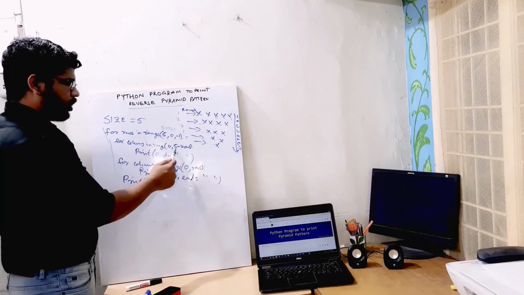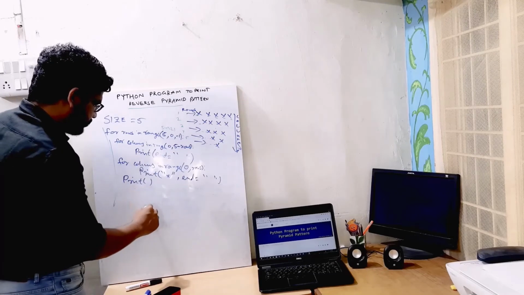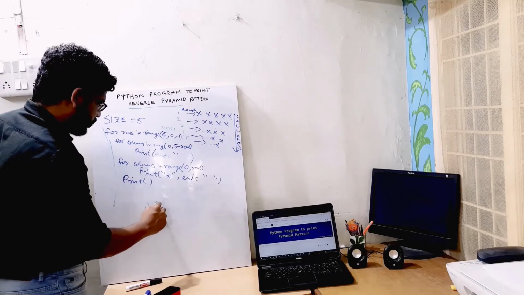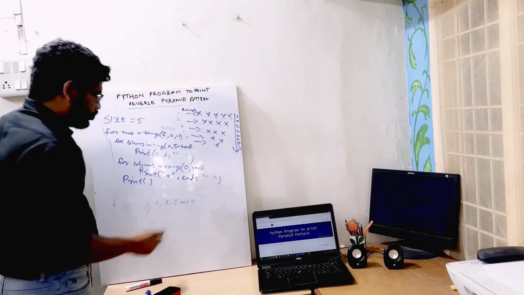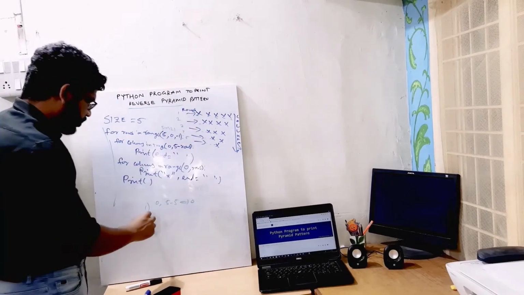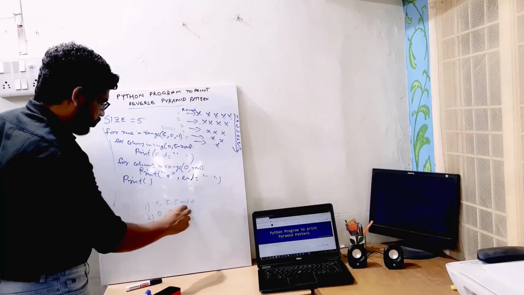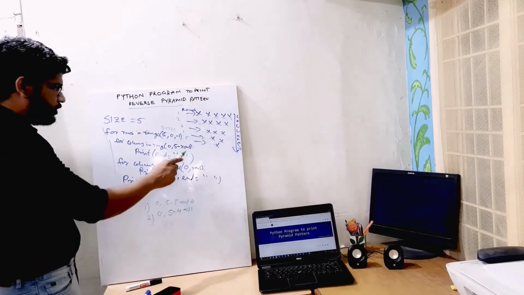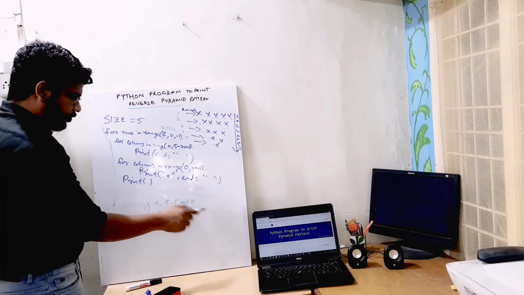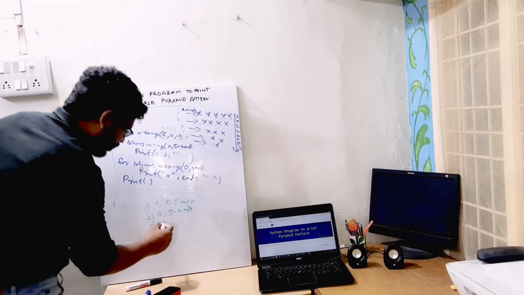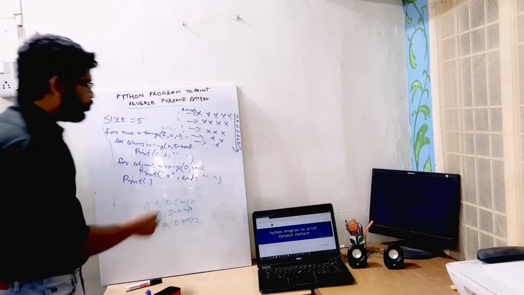So 0, comma 5 minus 5 is 0. In the first iteration, the columns will be 0 to 5 minus 5, that is 0. So that means it will print 0 spaces there. In the second iteration, it will go 0 to 5 minus 4, that means it will print 1 space here. This 4 is the row. After one iteration, it comes to 4. So 5 minus 4 is 1. And in the third iteration, it will go from 0 to 5 minus 3, that is 2. We'll give 2 spaces here.